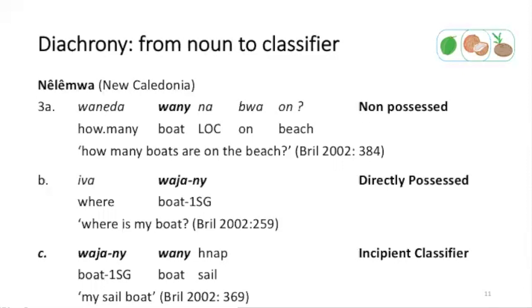But what we found after working with different Nêlêmwa speakers is that there's huge variation in how these incipient classifiers function. Some people use them as described here. Other people use them, but without the modifiers, without any modification of the possessed noun, so they function like classifiers for boats. But others have larger semantic extensions associated. One speaker uses wajan or waja as a transport classifier, which includes bicycles and cars.